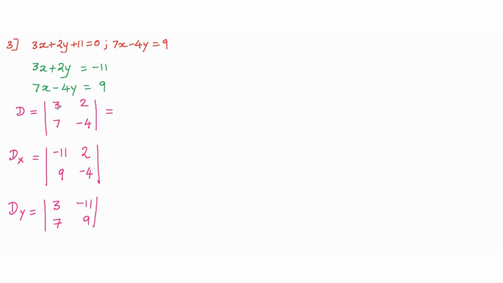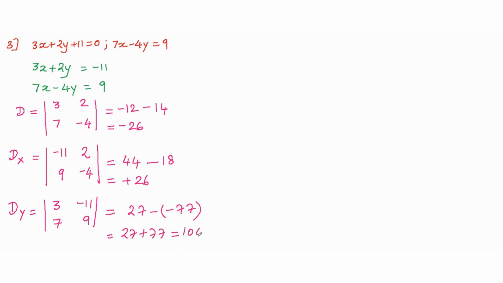So now let's calculate all the individual determinants. So 3 into minus 4 is minus 12. 7 2s are 14, and there's a subtraction sign in between. So minus 12 minus 14 is minus 26. The second determinant, minus 11 into minus 4 is 44. And 9 2s are 18. So 44 minus 18 is positive 26. Then 3 into 9 is 27. And 7 into negative 11 is negative 77. And there is a subtraction sign in between. So this becomes 27 plus 77. 27 plus 77 is 104.